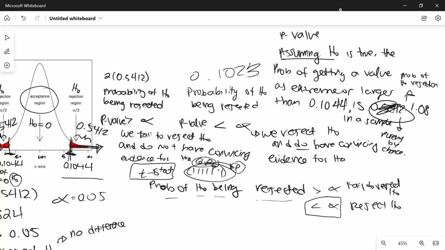So that's the probability of H0 rejection. But because H0 is true, we're saying that this could have just happened purely by chance. But because, it wouldn't make sense. I don't know.